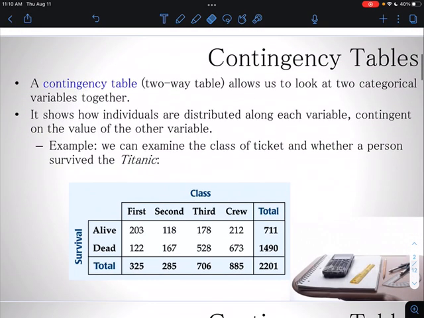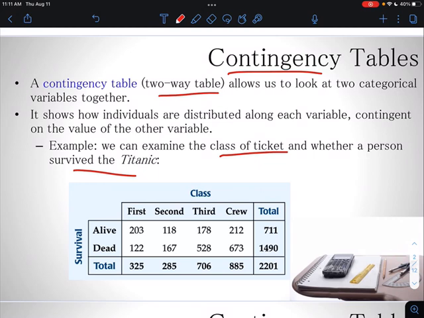So the first thing we talk about is a contingency table or a two-way table. Those are the two terms you'll see used for this type of display. Both are talking about the same thing; it depends on what book you're looking at. Basically, it shows how individuals of one variable are distributed along each of the others. In this case, we have two different variables: the class of ticket on the Titanic and whether or not the person survived. So rather than looking at just one variable on its own, we're putting the two variables together.